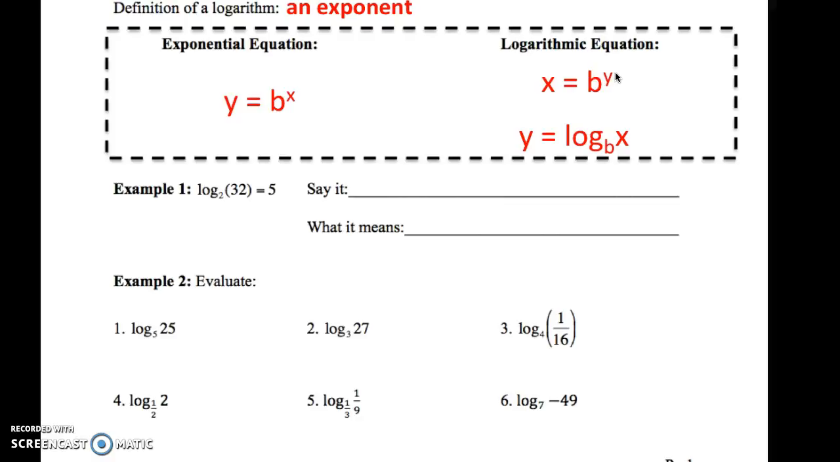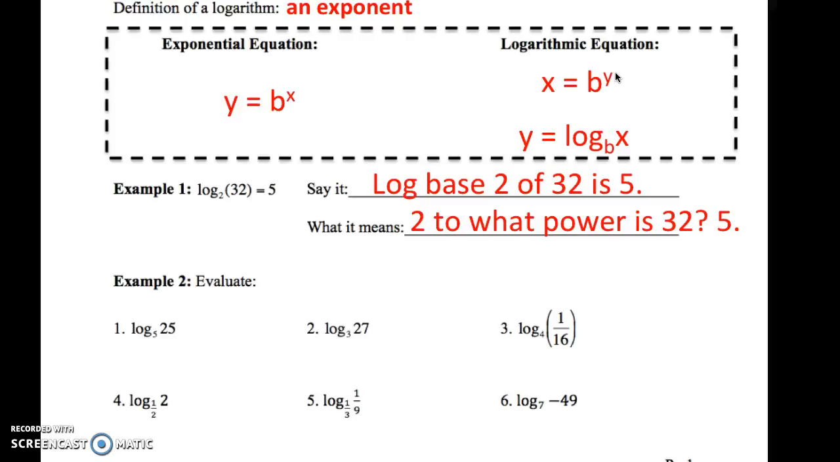Example 1, log base 2 of 32 equals 5. So to say that, log base 2 of 32 is 5. What it means is 2 to what power is 32? Well, the answer is 5. Let's practice evaluating logarithms without a calculator. Number 1, log base 5 of 25.